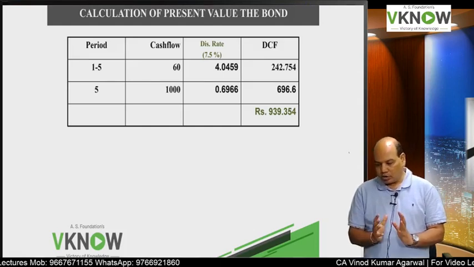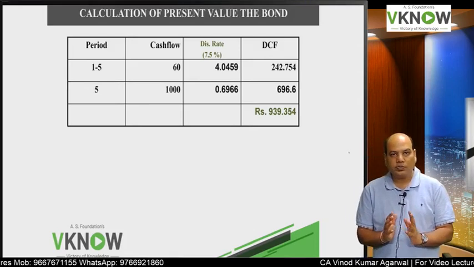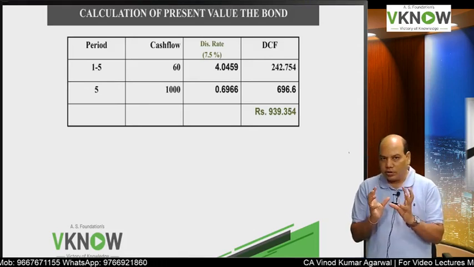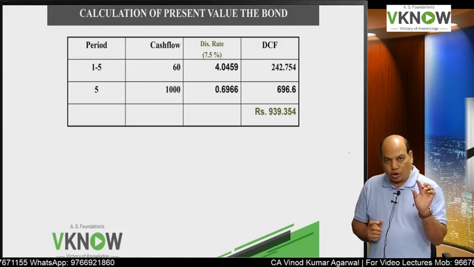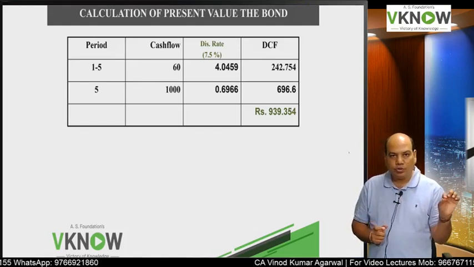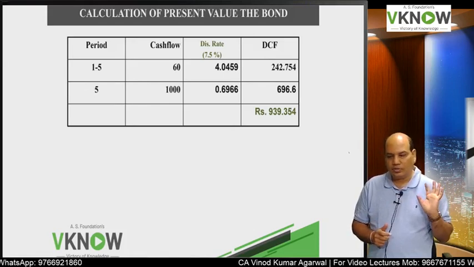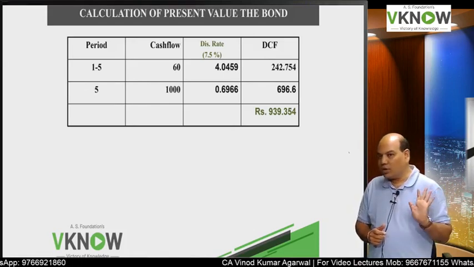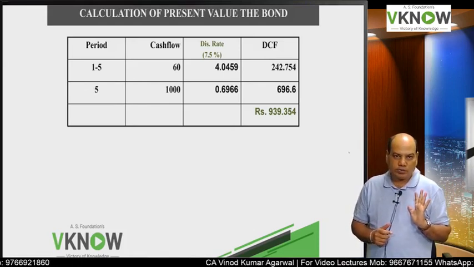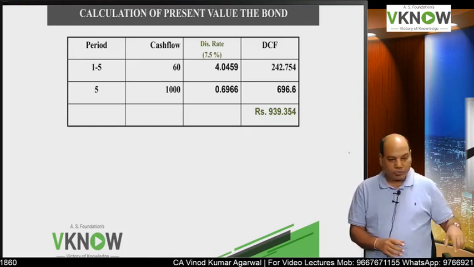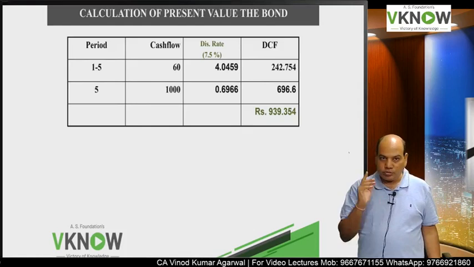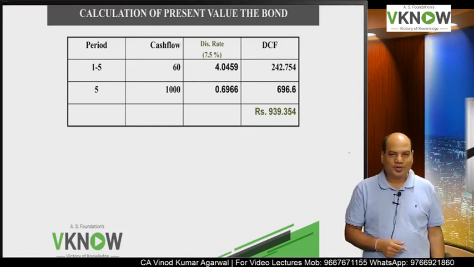That difference is because the present value method gives you an accurate answer. It considers time value of money properly. Duration does not give you an accurate answer. It gives you an approximately right answer. Why does duration give you an approximately right answer? We'll tell you tomorrow.